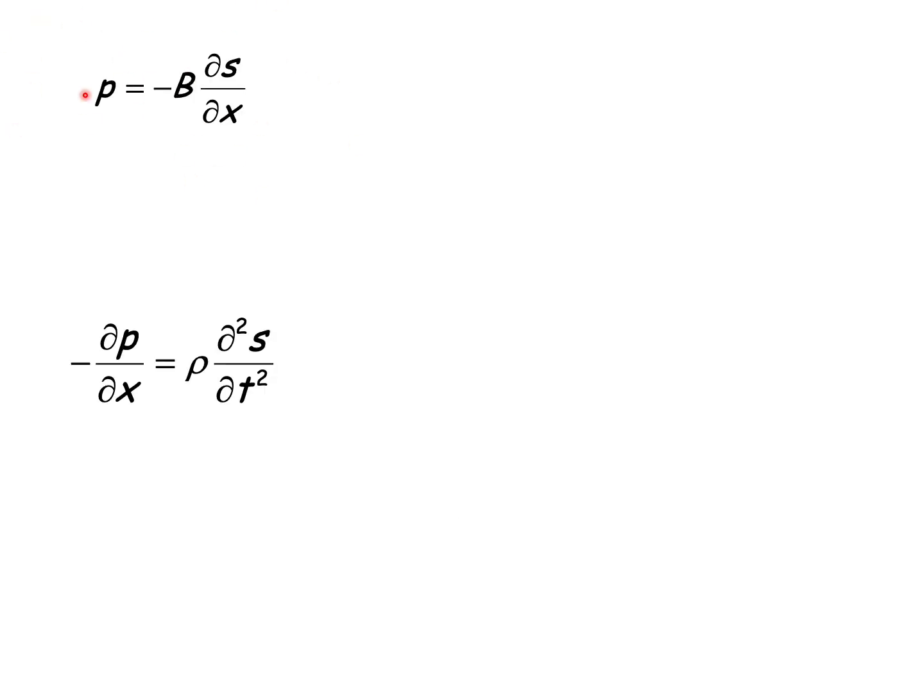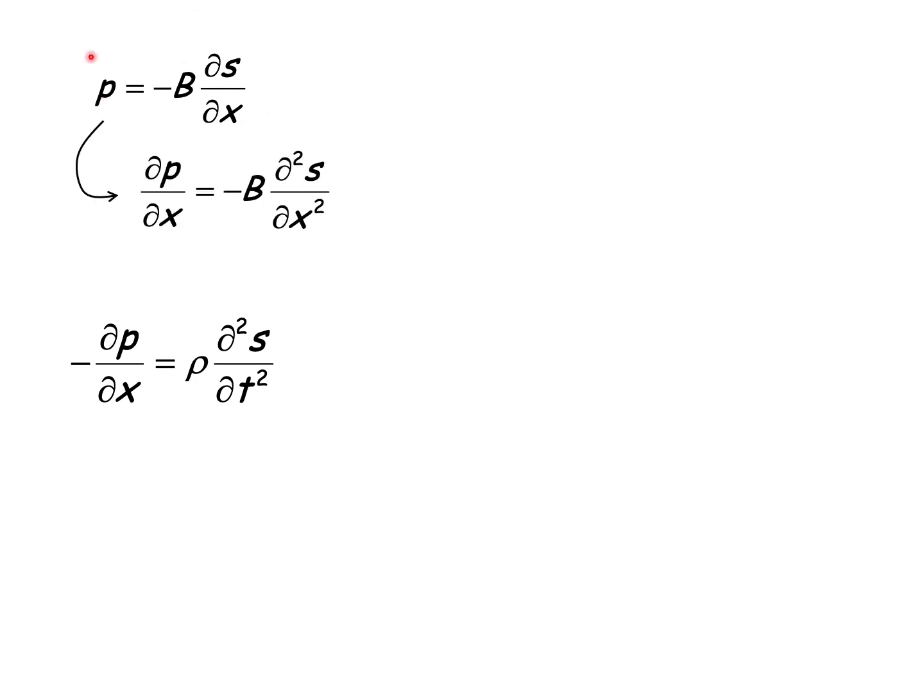As we'd already derived, pressure is equal to negative B times del S del X, and we have this relationship that negative del P del X is equal to the density times the second derivative of S with respect to time. This we derived from F equals ma, and this we derived from the definition of the bulk modulus.